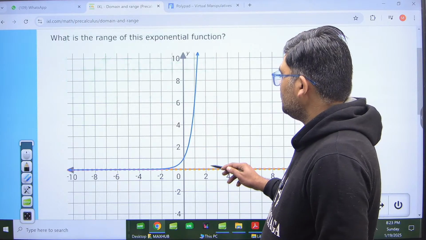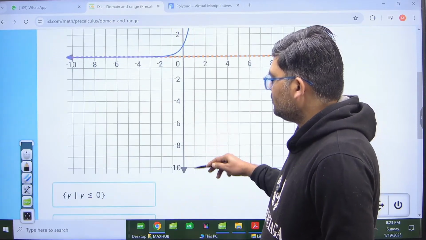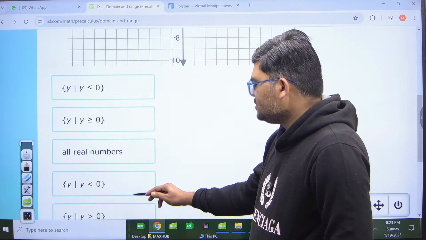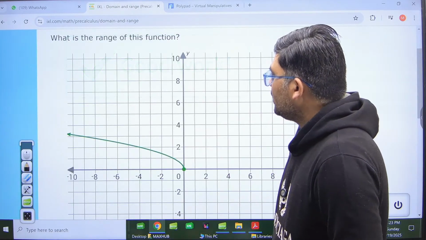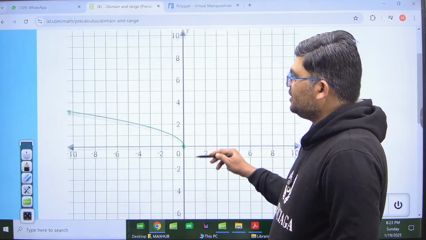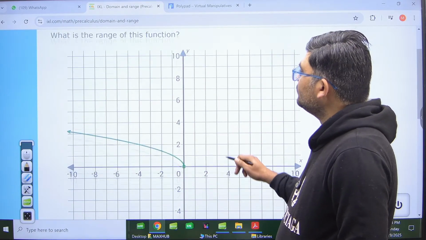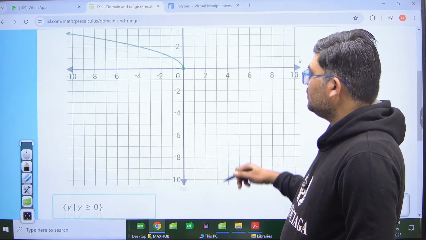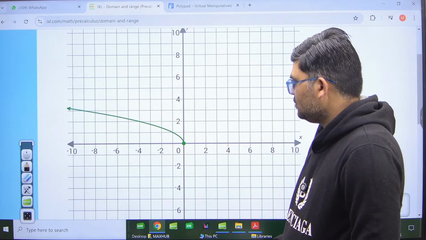Next question. Now this is easy for you. What is the range of this exponential? So range is y greater than 0. Okay. Now what is the range of this function? Tell me what is the range of this function? Is it from 0 to negative infinity?